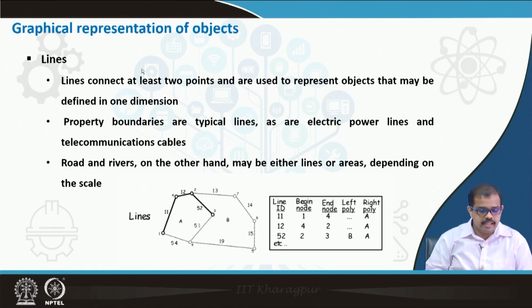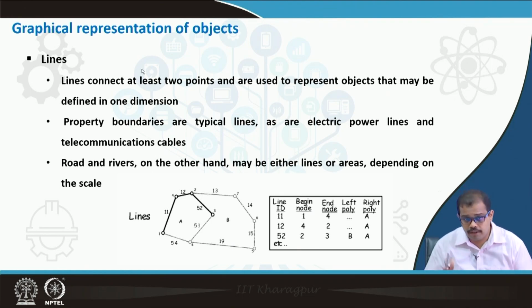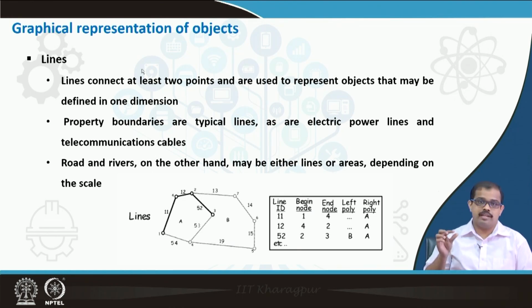When we are looking at lines, they connect at least 2 points. Lines always have 2 points, so they connect at least 2 points, and are used to represent objects that may be defined in one dimension. I gave an example of your house and your destination that you have to reach, for which you used your Google Map. Then you have properties. Boundaries are typically lines, such as electric power lines, telecommunication lines, cables, etc. Roads and rivers on the other hand may be either lines or areas. So you should be extremely careful. Roads can be lines in very coarse resolution data. If you have very good resolution data, then roads can even be polygons.